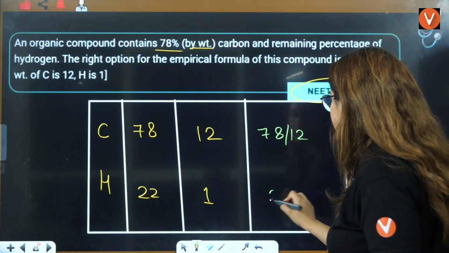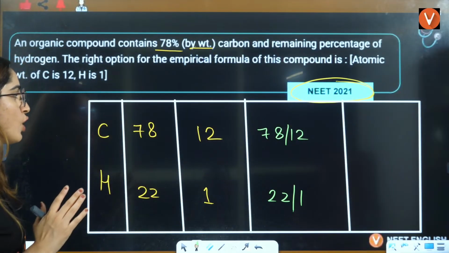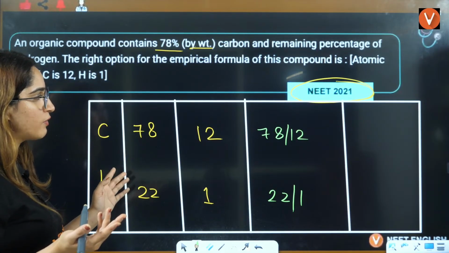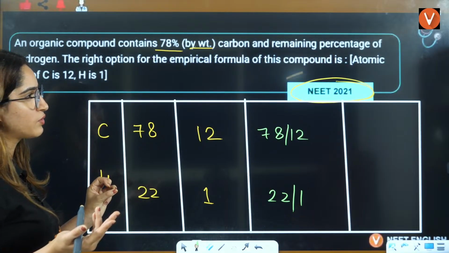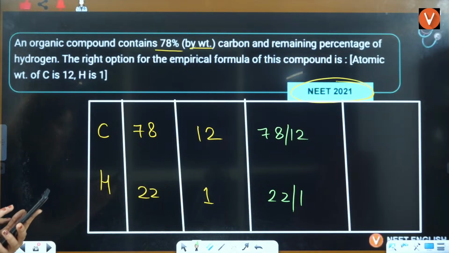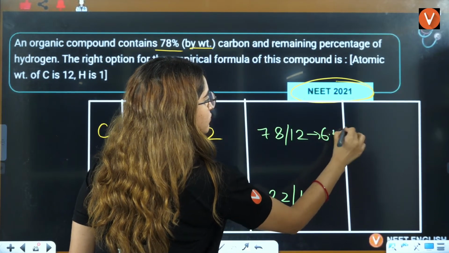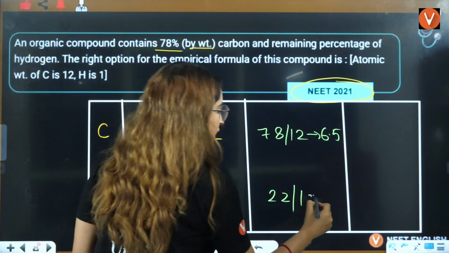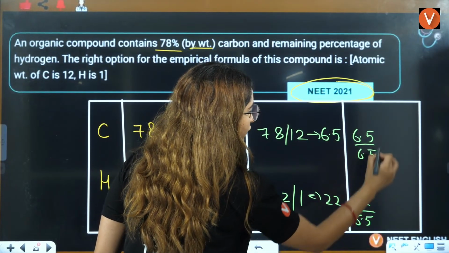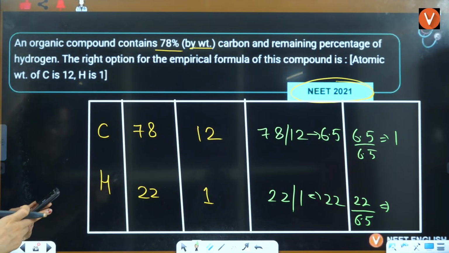So here it will be 78 by 12. This is not exactly cutting, but it will be, I think, 6 point something, right? So to do this exactly, you have to calculate it. It will be 6 point something because 12 into 6 will cancel out. I think 6.4 maybe. Let me see. 78 divided by 6.5. Yes, it will be 6.5. So 6 point something, we can guess an idea about it. This will be 22. Now the smallest value is this, so it will be 6.5 divided by 6.5, and 22 divided by 6.5. This is coming out to be 1. Now 22 divided by 6.5 you have to calculate.